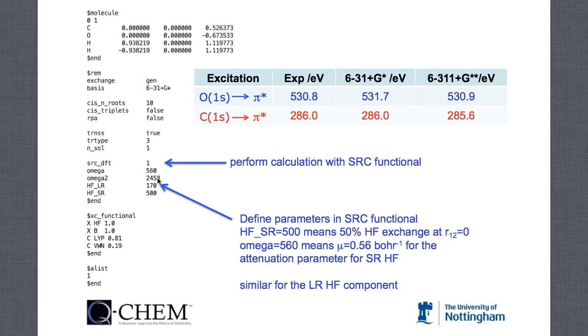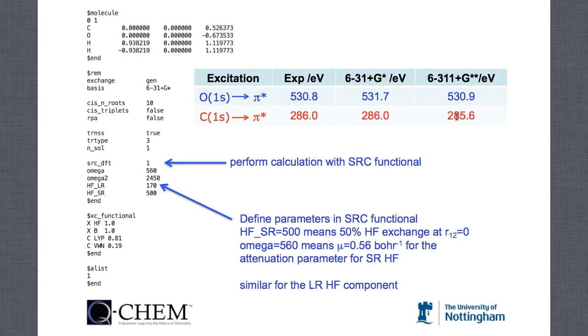And these are parameters which we've determined through fitting to this set of excitation energies. Okay, these are generally inputted. So a 500 here means that you've got 50% Hartree-Fock exchange at r12 equal to 0, and this is the corresponding attenuation parameter, and that corresponds to 0.56 per Bohr. Okay, and these are the numbers you get from this.